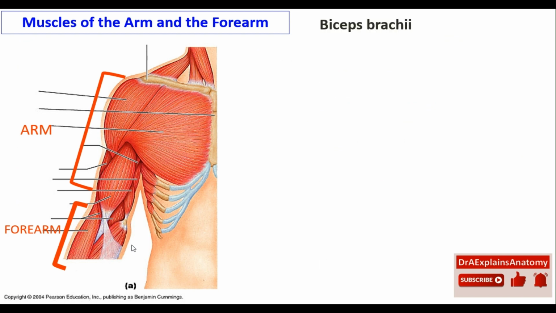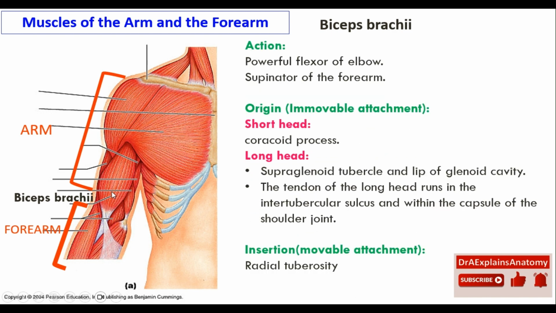Moving to the biceps brachii muscle, right here we can see the biceps brachii muscle. The action, it is a powerful flexor of the elbow and a supinator of the forearm. So that is the arm, that is the elbow, and this is the forearm. Bi from two, it has two heads. They are covered with the pectoralis major muscle and the deltoid.